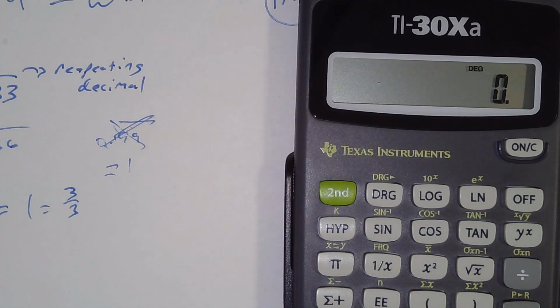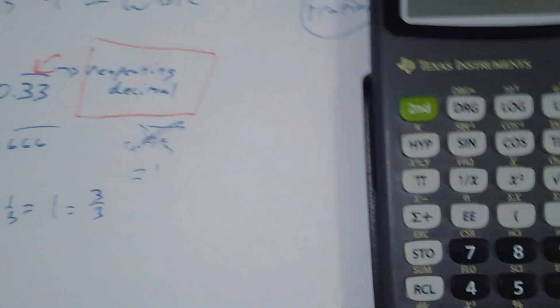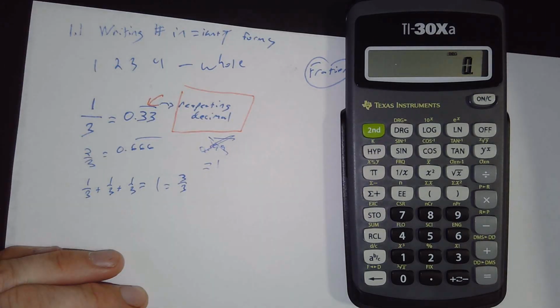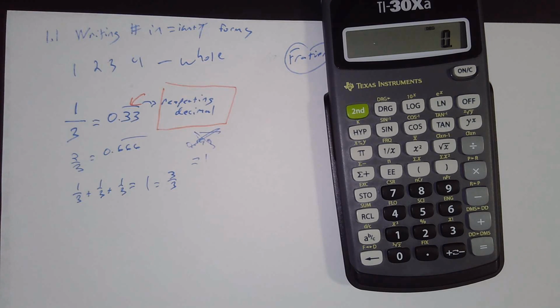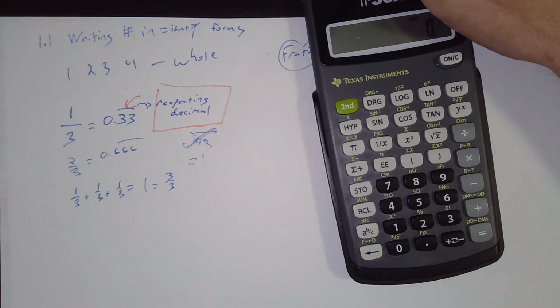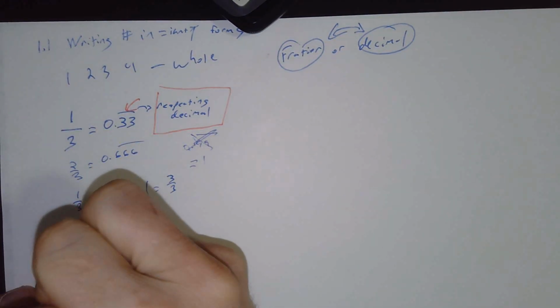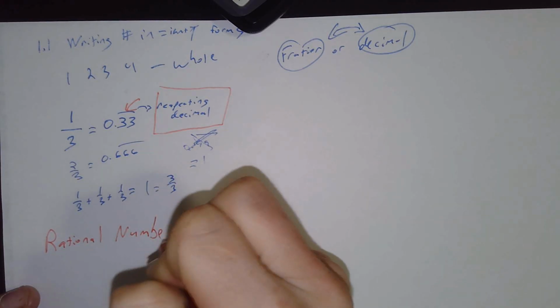All right, so that's a repeating decimal, which I wanted you guys to kind of pick up from that one. Okay, so moving on to something else here. Irrational number is the next thing we're going to talk about. Irrational number. Rational number.